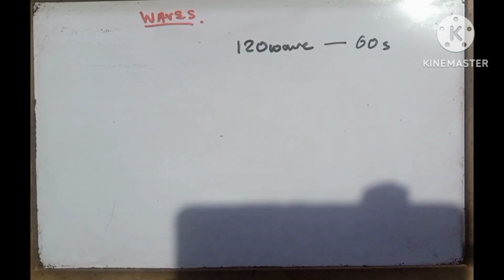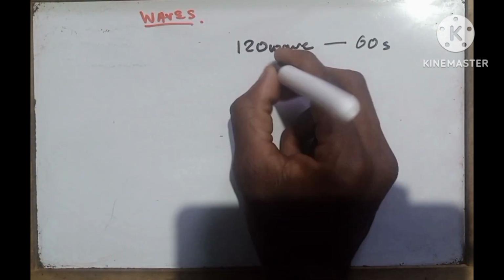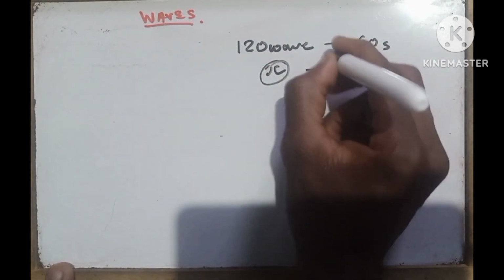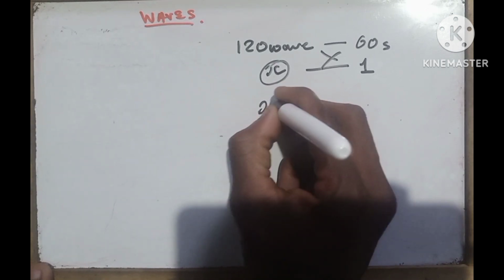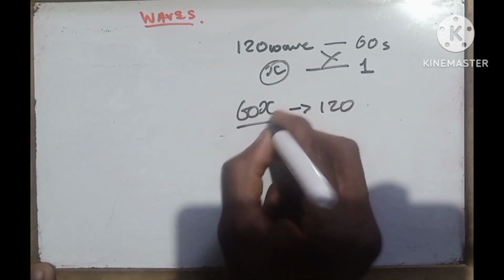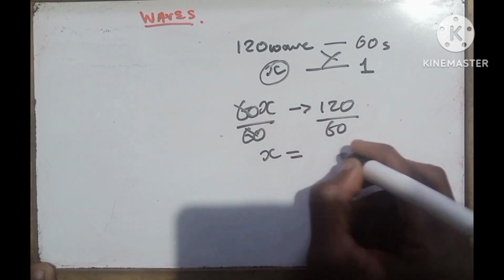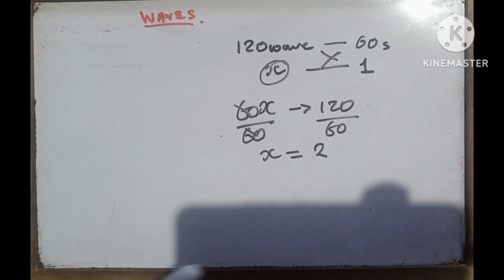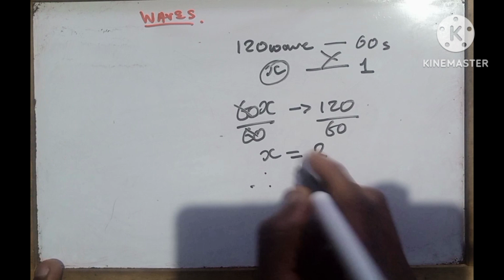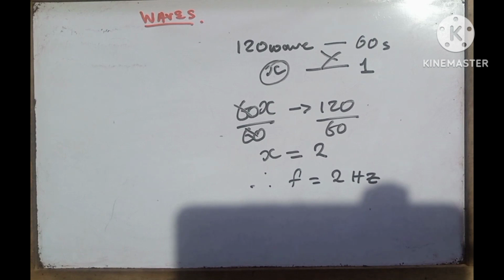So for us to find our frequency, after writing this, we ask ourselves, how many waves are we going to have in 1 second? And then we solve for x. So solving for x, we have 60x equal to 120. Divide by 60 on both sides. So x is 2. So we're going to have 2 waves produced in 1 second. Therefore the frequency is 2 hertz. So this is our frequency.